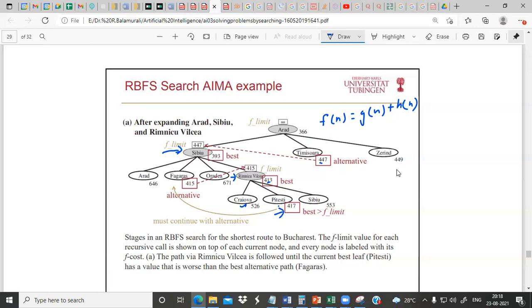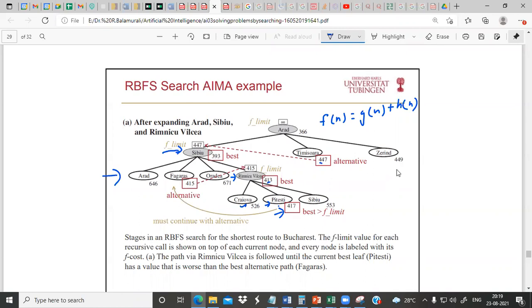415. Here we are, this is the reason why we are storing the F limit. Please understand what storing F limit means. At Rimnicu Vilcea, at this level, there is some other node which is promising that it can take you to the goal at the cost of 415. But here our cost has already become 417, since Pitesti is now promising that it can take to the goal at the cost of 417. But this 417 is greater than 415. Is that clear? This 417 is greater than 415.